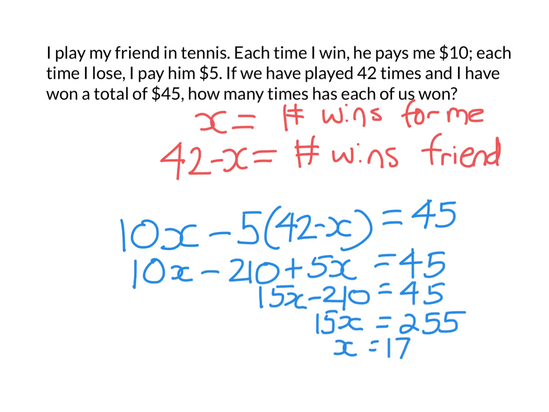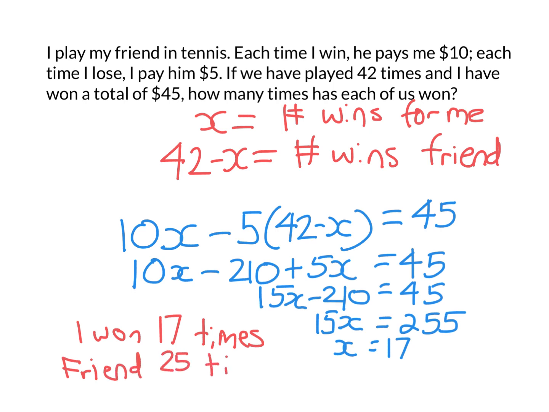So once again, I'm not done. The question didn't ask me what is x. It asked how many times has each of us won. So x was the number of times I've won. So I won 17 times, and because we played 42 times, that means the friend won 25 times, which is 42 minus 17. Because 17 times 10 is 170, so I won 170 in total, but I had to pay 25 times 5, 125. That's how I ended up with $45.